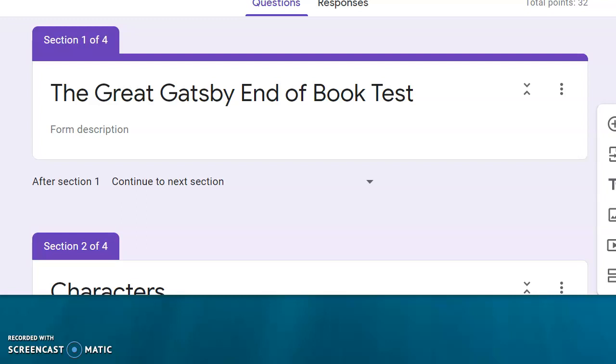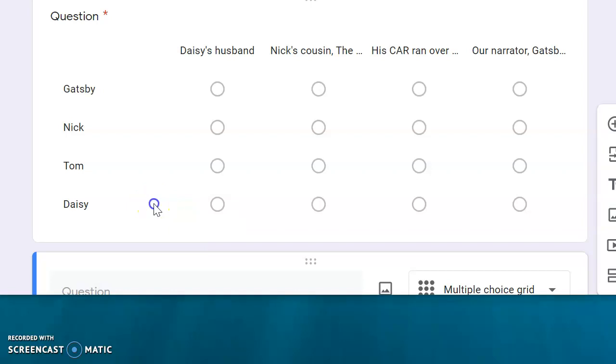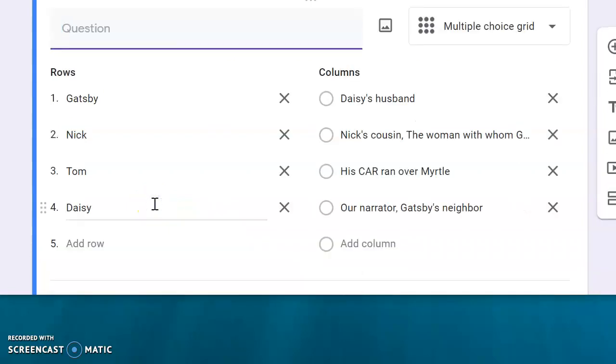Great Gatsby end of book test. The first section is on the characters that were in the story. Your choices are number 1, Gatsby, number 2, Nick, number 3, Tom, number 4, Daisy. Your choices: Daisy's husband, Nick's cousin, woman with whom Gatsby was in love, his car ran over Myrtle, our narrator, Gatsby's neighbor.